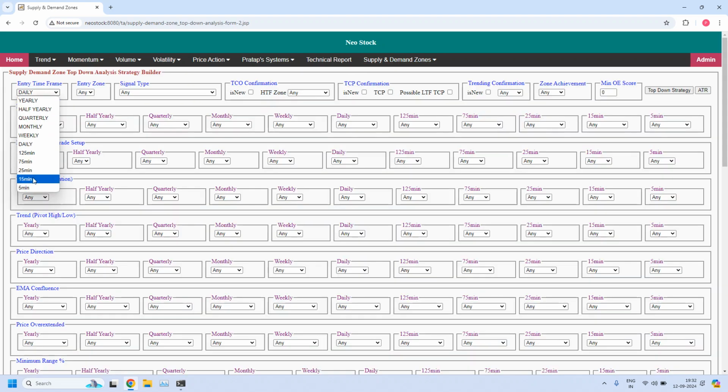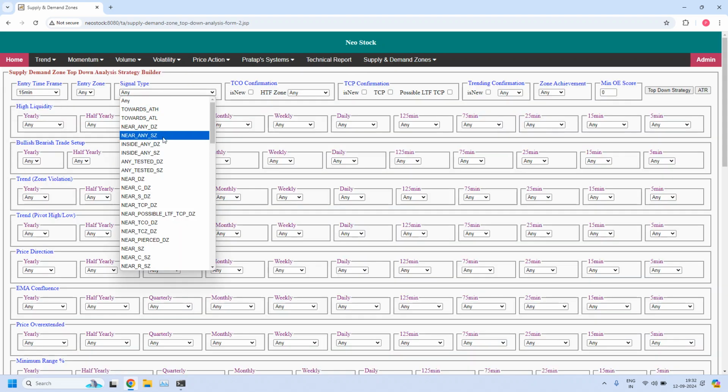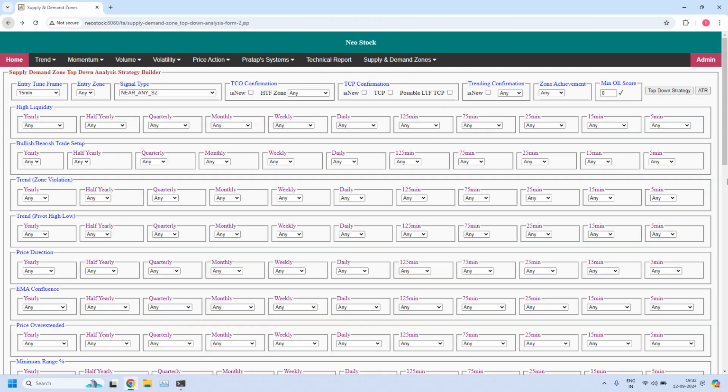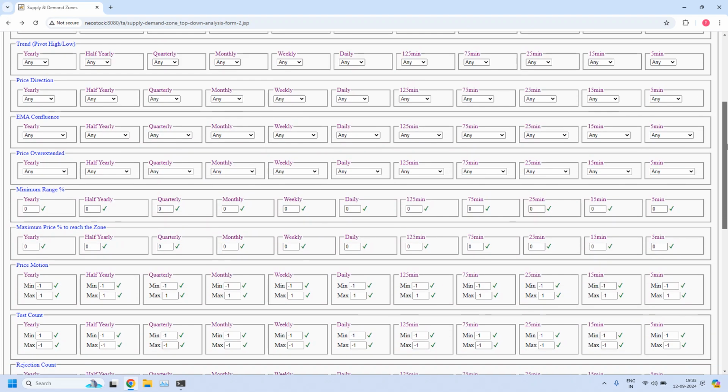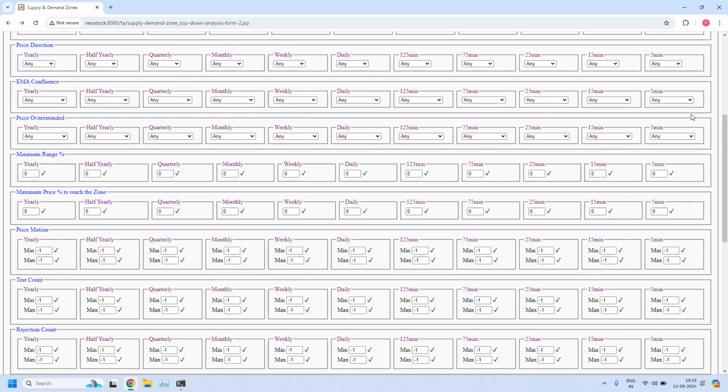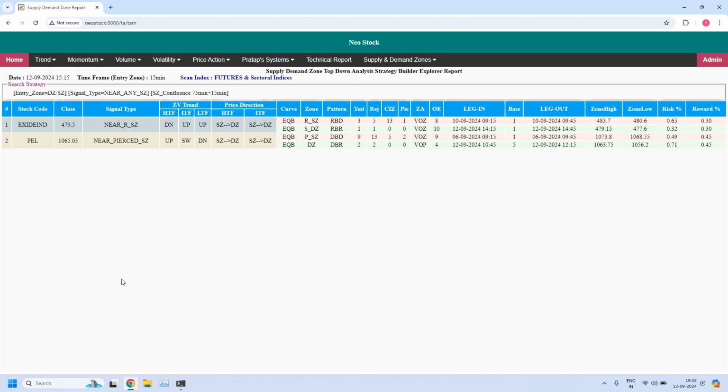Next, for 15 minutes time frame, let us find the stocks near 15 minute supply zone. 3 stocks are filtered. Out of these 3, 2 stocks are already pierced. You can't use them. Let us check if Bank of Baroda is having any zone confluence. That is 15 minutes and 75 minutes supply zone confluence. I'm enabling the filter. Now let's filter. Now both are invalid zones. They are pierced. So we don't have any.